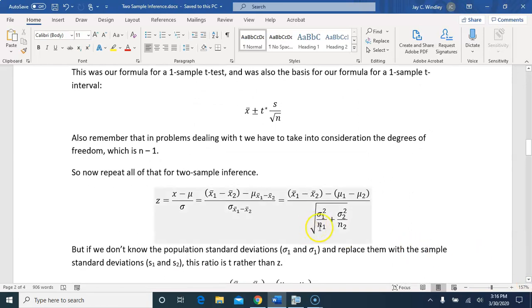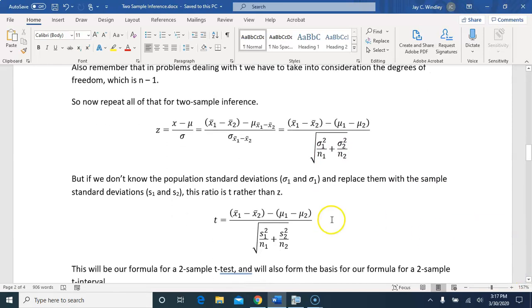So the difference between the x bars minus the difference between the population means over this radical, which is the standard deviation. So that's how we turn a difference of x bars into a z-score. But if we don't know the sigmas, which would be the population standard deviation for each of the two populations, then we would have to replace those with s's, which is the sample standard deviation for each sample. And when we do that, this expression, instead of giving us z, gives us t.